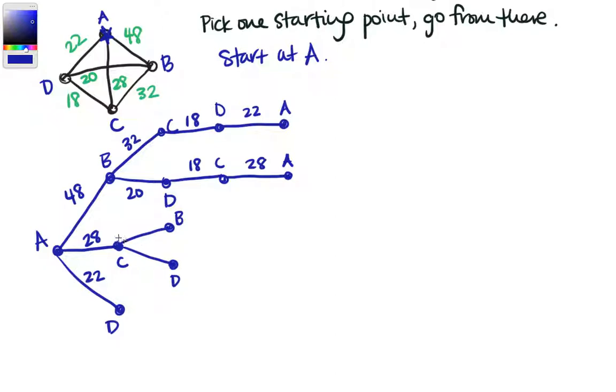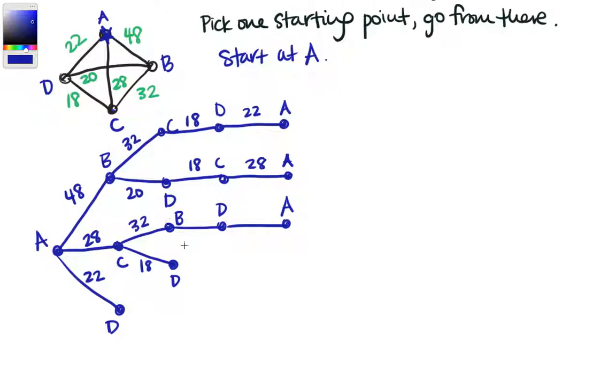Up to B or over to D. If we go from C up to B, that weight is 32. If we go from C to D, that weight is 18. And now if we go A, then C, then B, the only vertex we still need to visit is D, and then completing the circuit we go up to A.